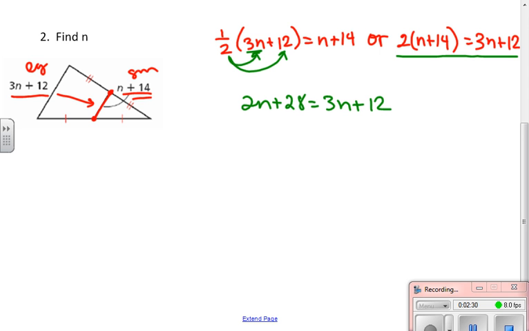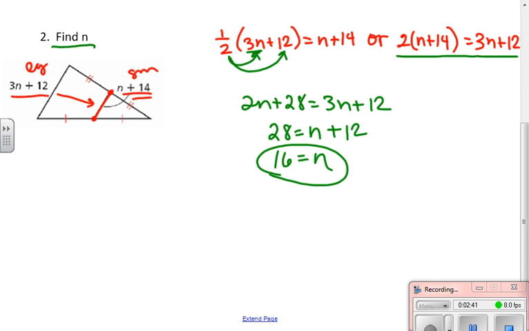I'm going to subtract 2n from both sides. I'm going to subtract 12 from both sides. And I want n, and so that's my answer.